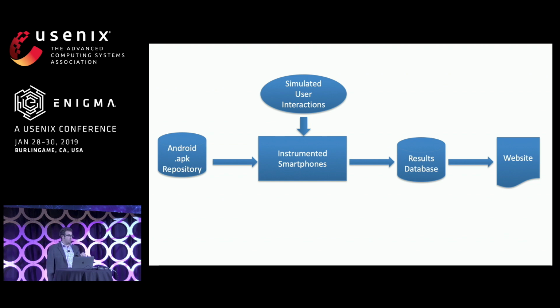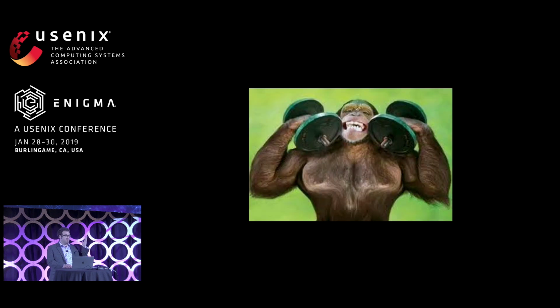So we're mining Android APKs. We have a repository of about 120,000 that we've been keeping track of for about 2 years now, so we get new versions as they're released, so we can do longitudinal studies. We then push these to our test bed of instrumented phones, and then we simulate user interactions. How do we simulate user interactions? We use the exerciser monkey.